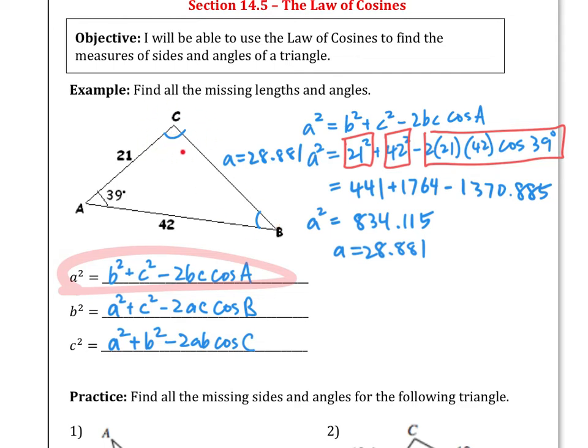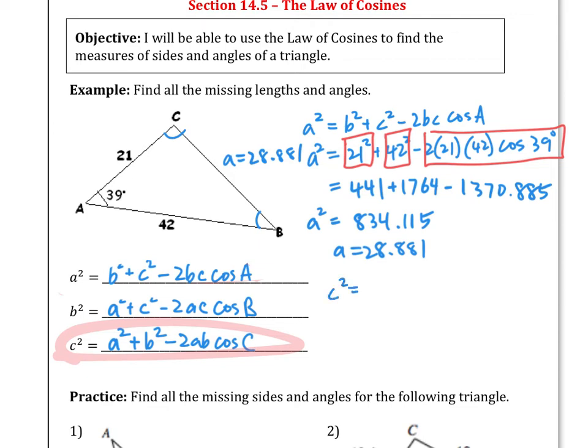So I'm going to try to find angle C. How do I find angle C? I'm going to use the law of cosines version that contains angle C, in this case this one, because this one has angle C there. So what I'm going to do is use that formula.